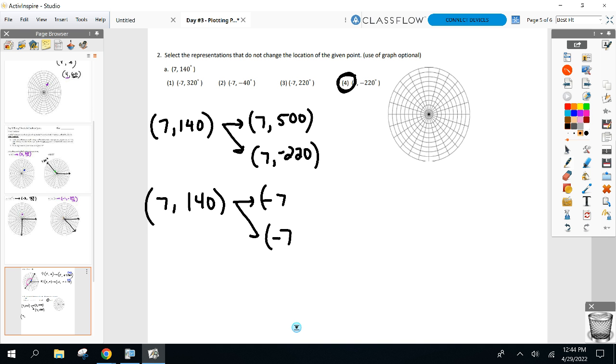So add 180, 320. And when you subtract 180, negative 40. Looks like I got two more answers up here, huh? That land in the same spot. Negative 7, 320. Negative 7, negative 40. All three land in the same spot.